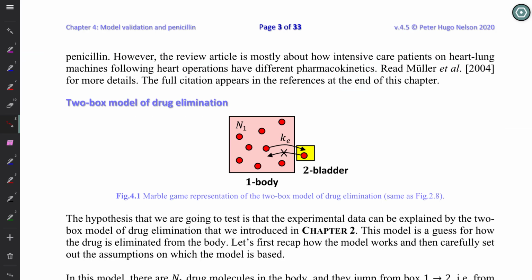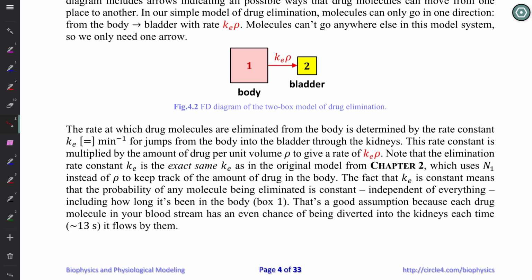In Chapter 4, students modify the marble game to model drug elimination. And the only difference in the model is that now jumps back from box 2 to box 1 are not allowed. The FD diagram for drug elimination is even simpler than the one for the marble game because there's only one direction that marbles can jump.